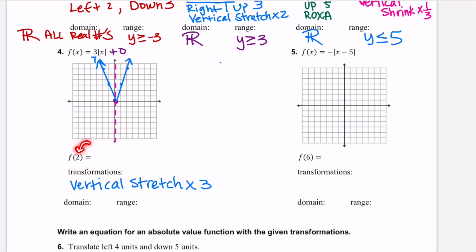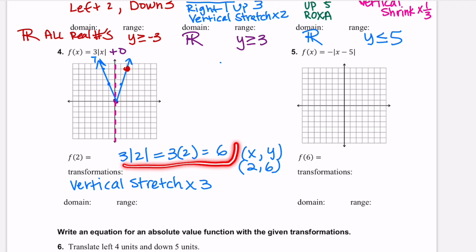Now you will have some homework problems that will have f of 2. This means we're going to take 2 and plug it into the function. So if I have 3 times the absolute value of 2, the absolute value of 2 is 2. So this is going to equal 3 times 2, which is 6. So at 2, we should have the point where our x is 2, our y is going to be 6. And we want to just make sure that that point over 2 up 6 is on our graph. So when the x is 2, our y is going to be 6.